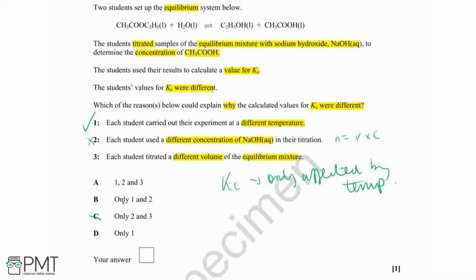So from this we can actually eliminate A and B, leaving our answer to be D, but let's just confirm this as well by checking option 3. So this is a similar idea here. Each student titrated a different volume of the equilibrium mixture. And if you use a different volume of the equilibrium mixture, this gets balanced out because you will then need a different volume of sodium hydroxide, but you will still have the same amount in moles reacting together. So this won't affect the overall value for Kc. Therefore, our answer is D.